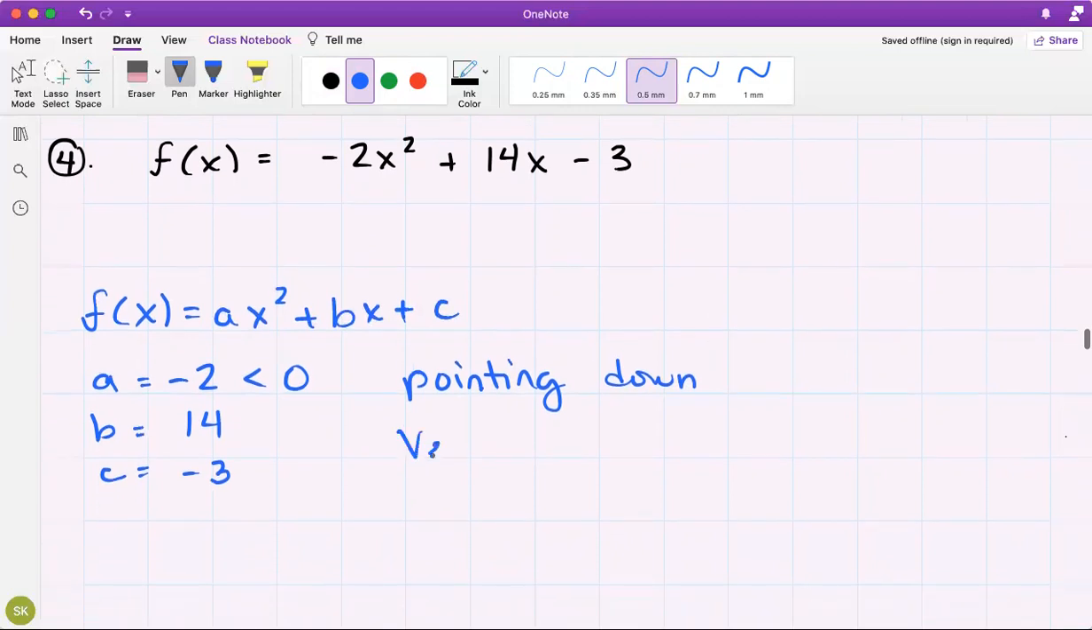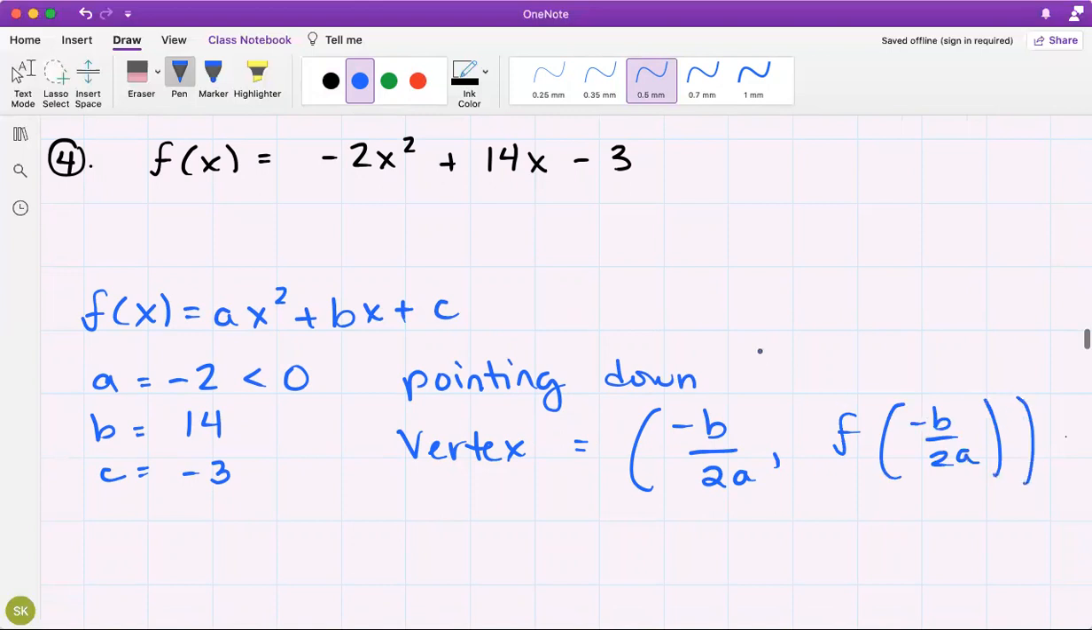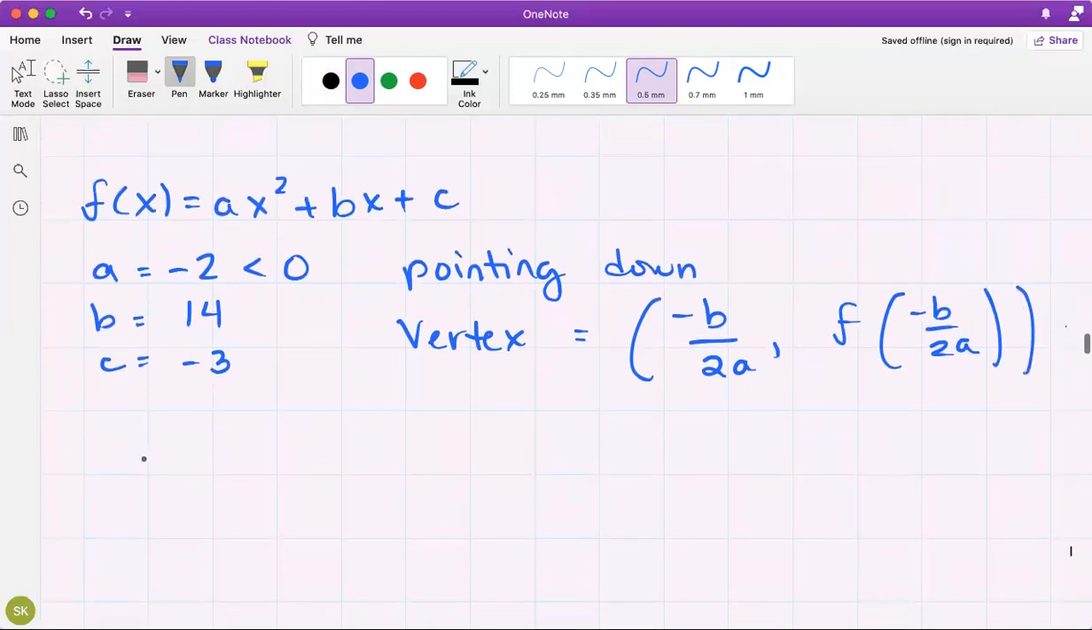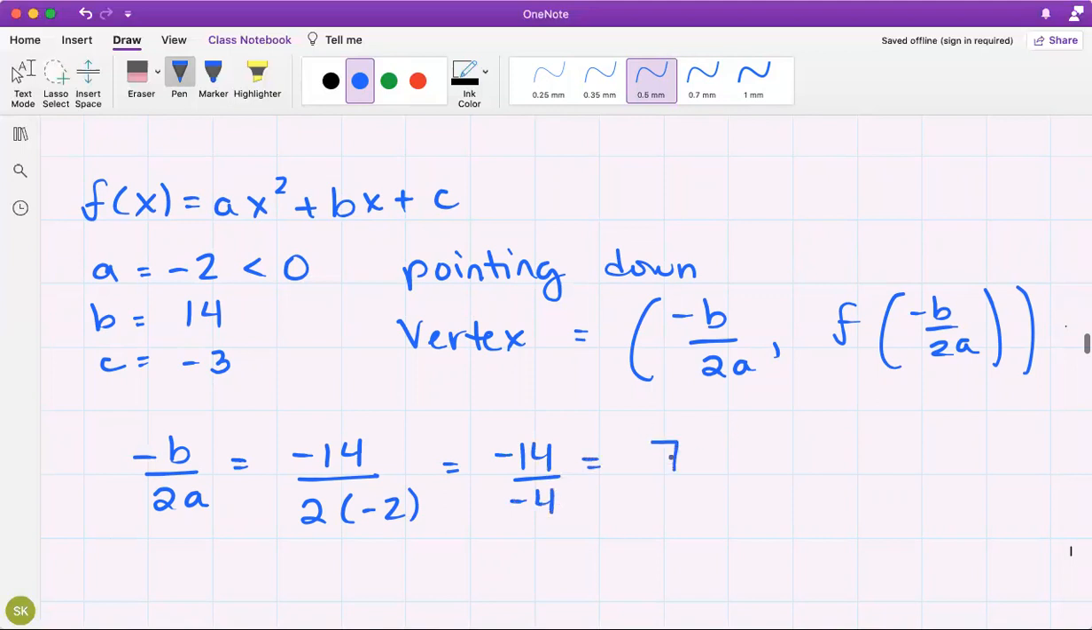Okay, and our vertex is given by negative b over 2a, so plug in negative b over 2a. So negative b over 2a is equal to negative 14 over 2 times this negative 2, which is negative 14 over negative 4, which I can simplify to 7 over 2. A negative over a negative is a positive. So this is the value that goes here. This is your h value for the vertex.